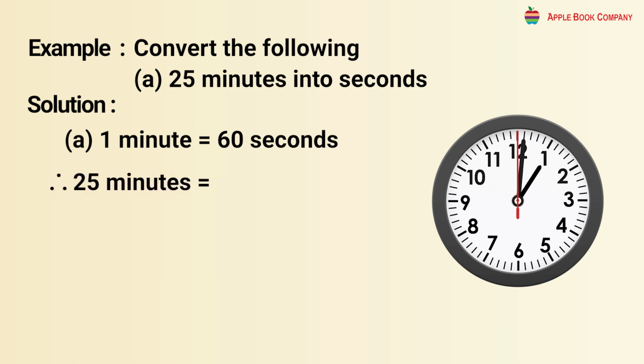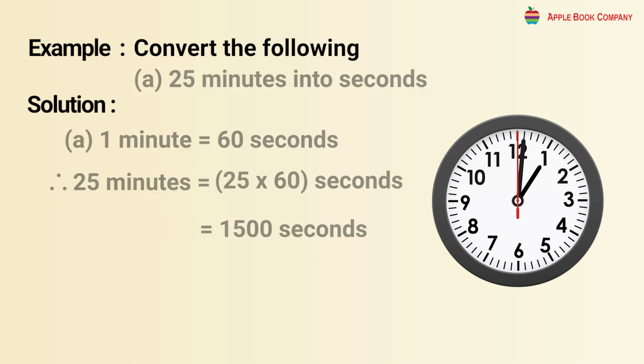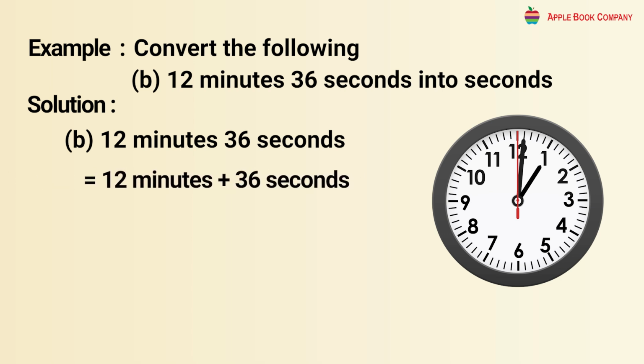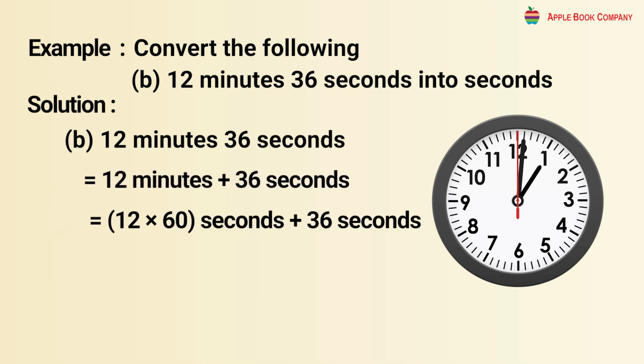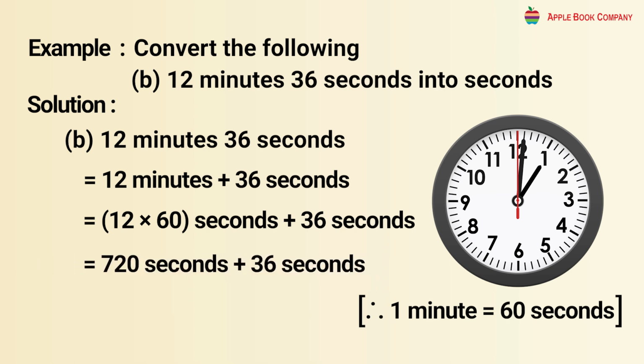Therefore, 25 minutes equals 25 into 60 seconds equals 1500 seconds. B bit: 12 minutes 36 seconds into seconds. 12 minutes 36 seconds equals 12 minutes plus 36 seconds equals 12 into 60 seconds plus 36 seconds, since 1 minute equals 60 seconds, equals 720 seconds plus 36 seconds equals 756 seconds.